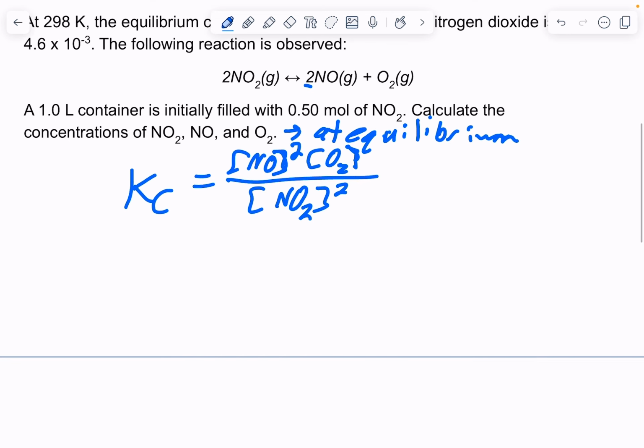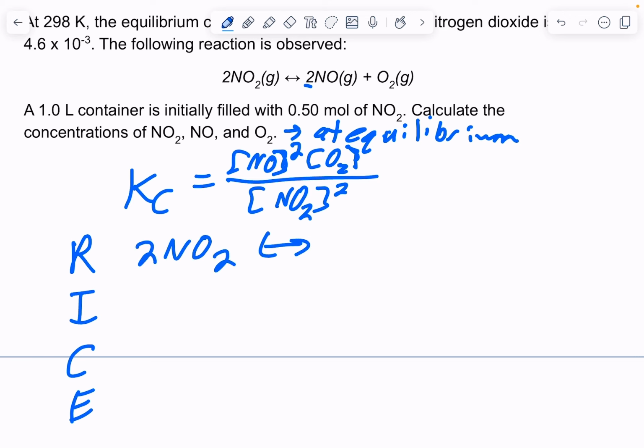Next thing we need to do is set up our ICE table or RICE. I'm used to ICE, but you can also see a lot of RICE tables out there. RICE is just for the reaction. I like to put it up there just for a little bit of organization purposes. 2NO plus O2. So there's my reaction, and I have my different sections here.